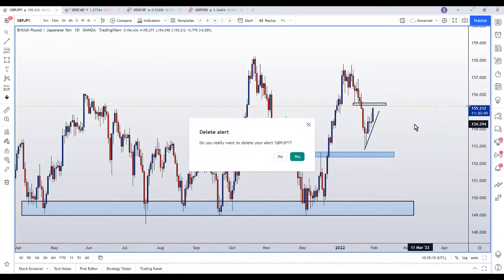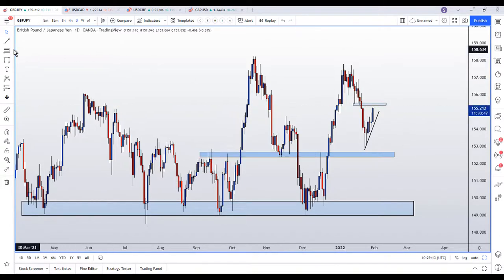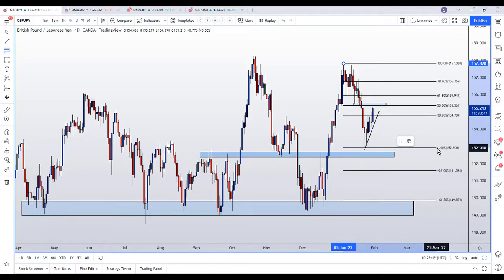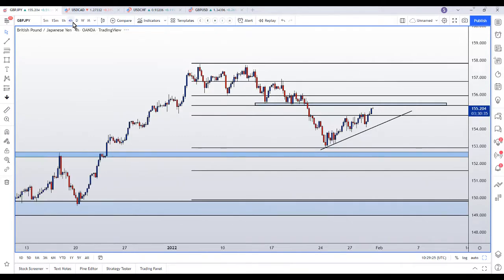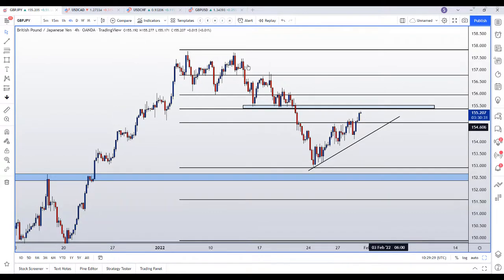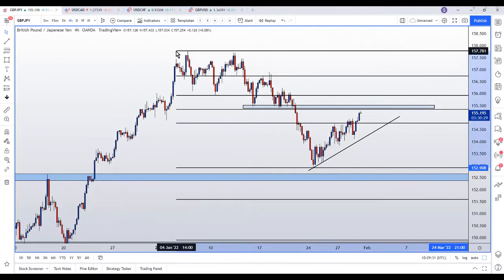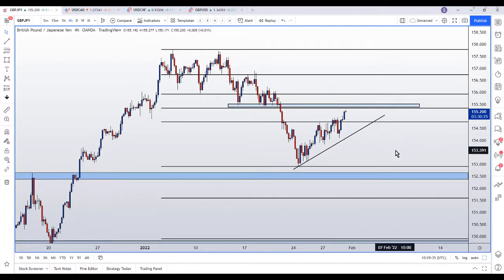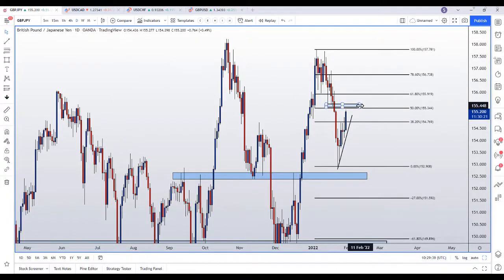I'll just take that off for a second. So what I'm going to do, just in case you guys don't know about fibs, I'm going to fib the move from all the way up here to all the way down there. Bear with me, guys. Just want to get that all nice. So keep your eyes on this, guys. Keep your eyes on this.